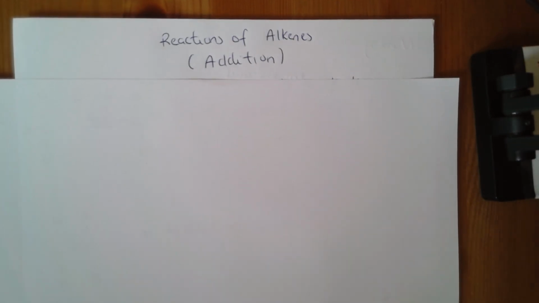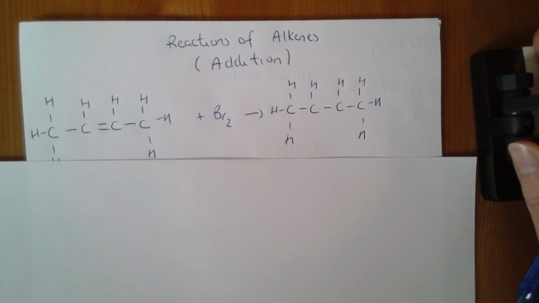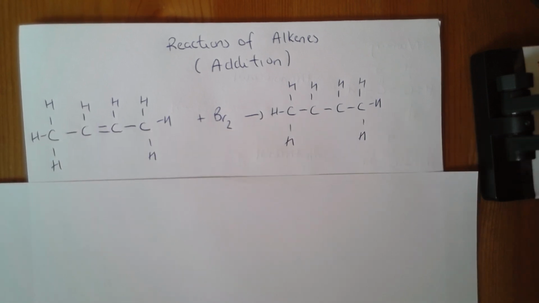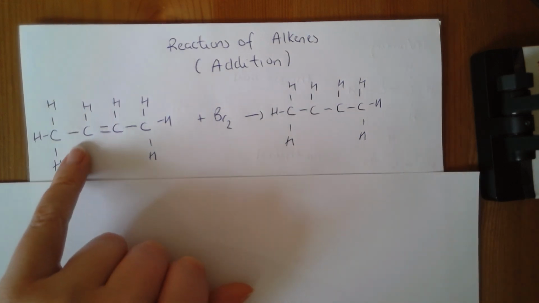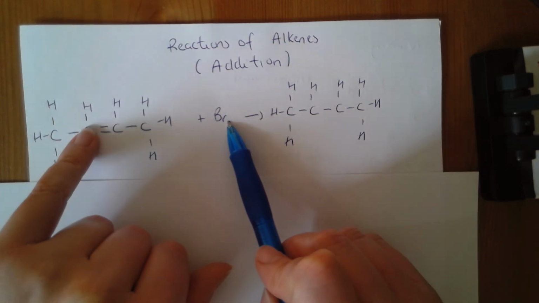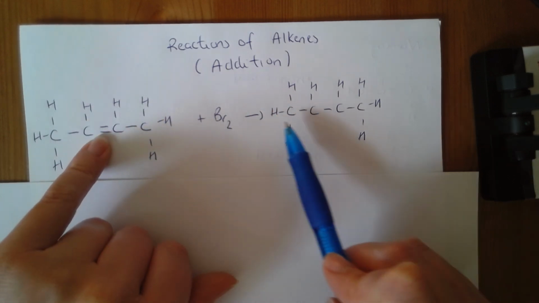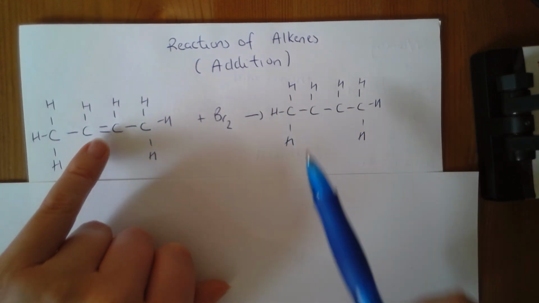All right, the next thing we're going to look at is the reactions of alkenes, and these are all called addition reactions because you add the two reactants together and form only one product. So on the left here, I've got but-2-ene and I'm reacting it with bromine. And in order to add these two molecules together, I'm going to have to lose something. And you'll see that what I've lost is the double bond.